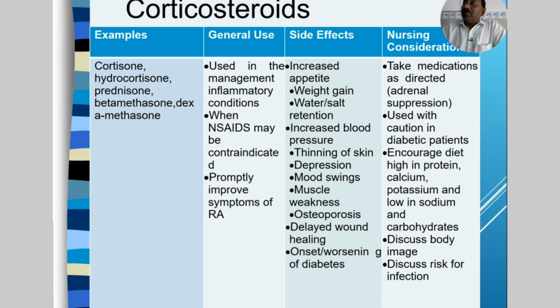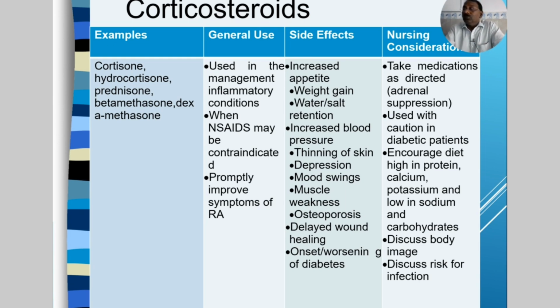They gain weight because they increase the appetite, and water and salt retention, increase the blood pressure, increase the blood sugars, depression, mood swings, myalgias. Osteoporosis is very, very important, especially when you are treating postmenopausal women. Rheumatoid arthritis is so common in women. So in the perimenopausal period, if you prescribe large doses of steroids, there are definitely high chances of osteoporosis. There you should prescribe a good amount of calcium.